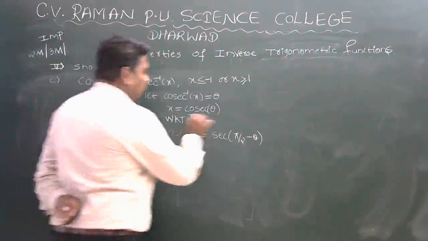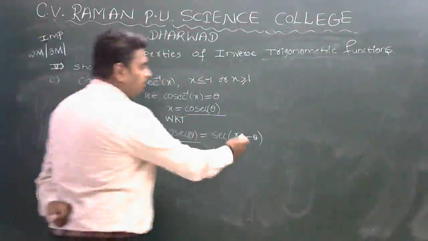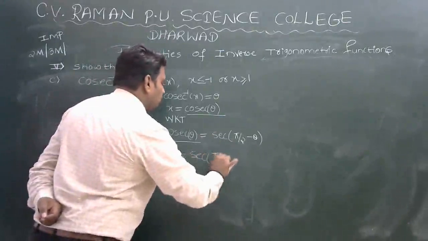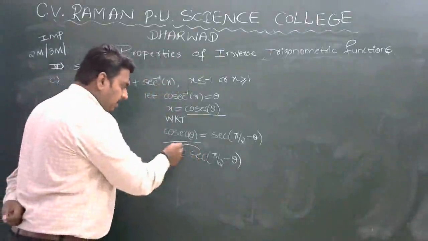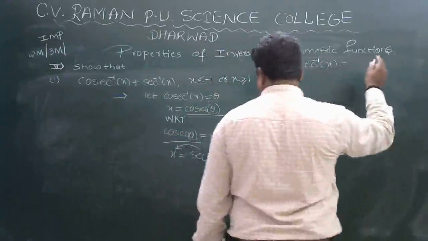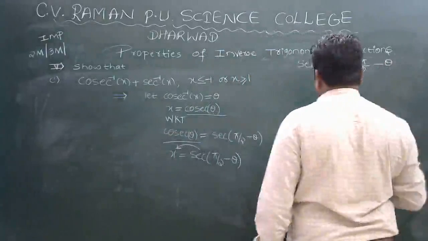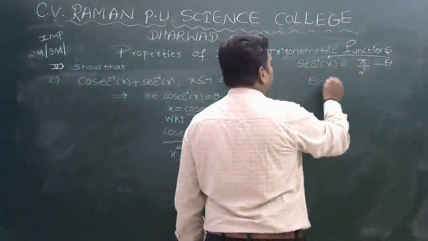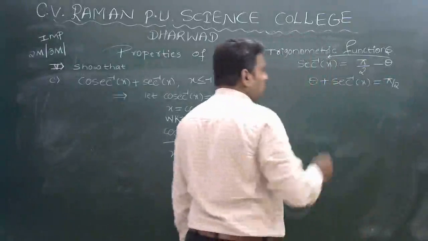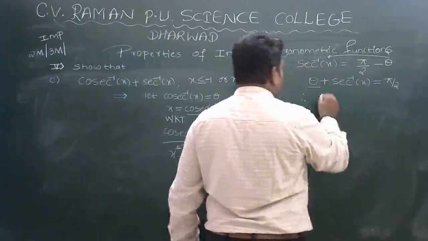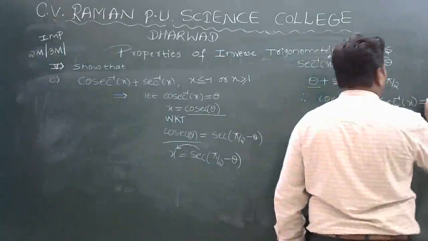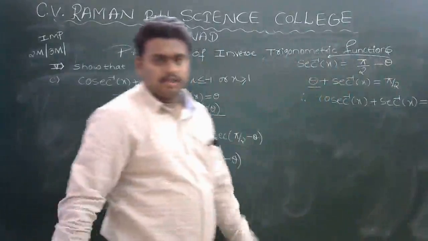Again, I am going to write cosecant x. What can we do with this? It can be written as secant of 90 minus theta. So I write x equals secant of 90 minus theta. If secant comes to this side, it becomes secant inverse of x. Secant inverse of x equals what? Pi by 2 minus theta. If we shift this minus theta to this side, it becomes plus theta. Theta plus secant inverse of x equals pi by 2. Therefore, what is the value of theta? The value of theta is cosecant inverse of x, so cosecant inverse of x plus secant inverse of x equals pi by 2. This is the proof we need to follow.